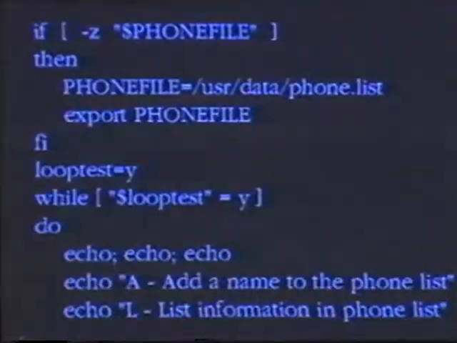Let me show you how this script begins. First, we test if phonefile has been defined. If so, we leave it alone. If not, we assign it a value, and then we export the assigned value. Because if I change the value of an exported variable, I have to re-export it to make sure it gets into the environment. I then set my loop test variable equal to y, because that's my first test to see if I can loop within the script. Once I'm inside the script, I print the prompts, read the selection, make the choice, and then move on from there. I've listed the entire script in the course notes, as well as versions of phone.add and phone.find.